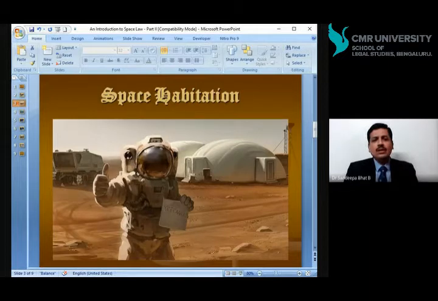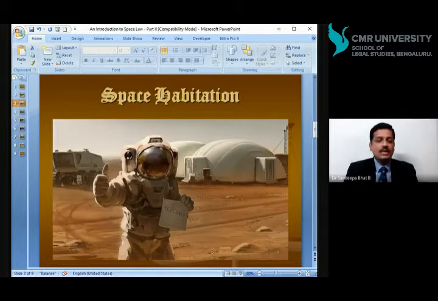And finally, one more important aspect about human habitation is what would be the law governing the day-to-day activities of these people who would be inhabiting outer space and celestial bodies, especially their interrelationships in terms of marriage, divorce, adoption, succession, and so forth. All these things, how exactly they need to be regulated.